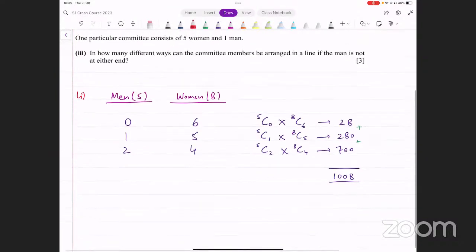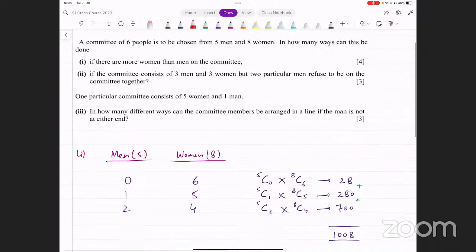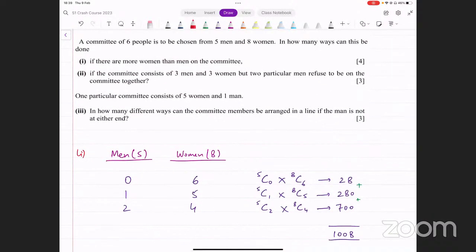All right, that's the first part. Now let's look at the second part. Now the second part says, in how many ways can this be done if the committee consists of 3 men and 3 women? So we know the number of men and women, but there are 2 particular men who refuse to be on the committee together. Now those 2 people, they don't want to be on the committee together.